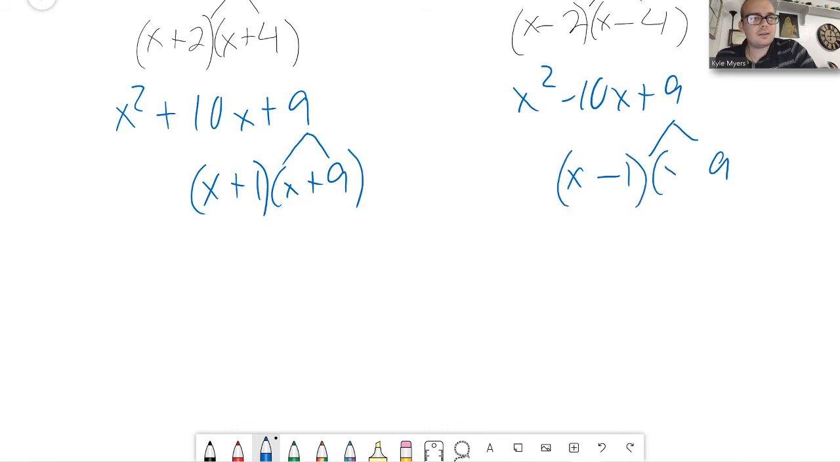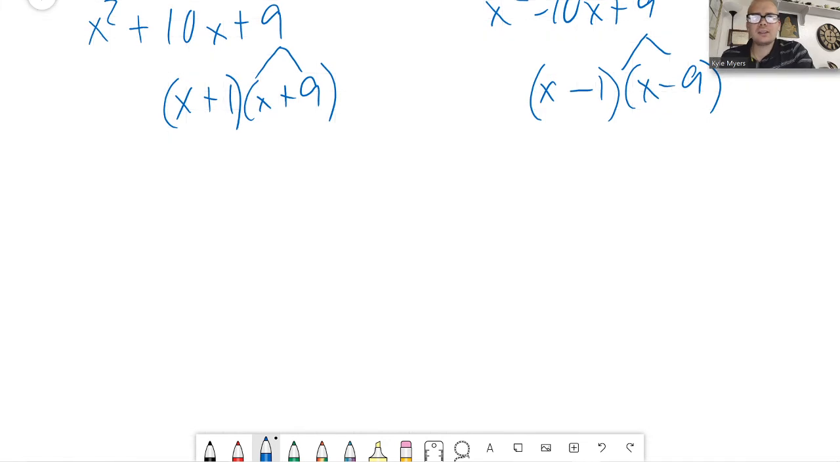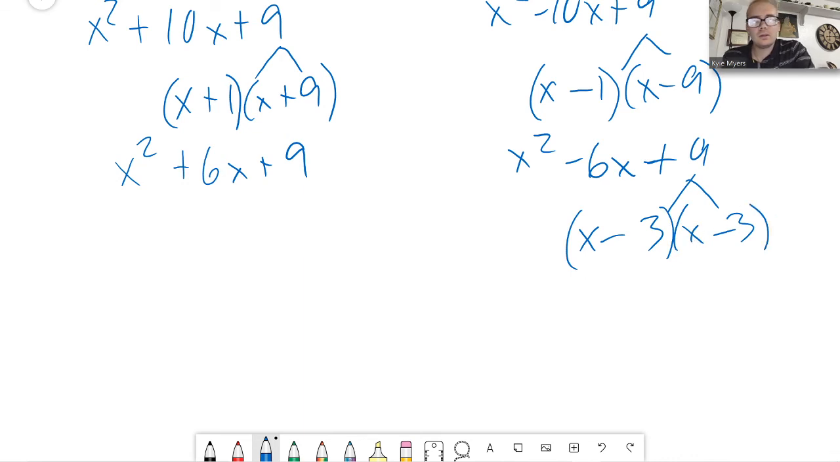Here we have minus 9. 9 is not just 1 times 9, it is also 3 times 3. So we have this, and we have this. 9 is a square number, so that means that this one is going to be another one of our ones that can be factored. 3 minus minus, 3 and 3 plus and plus.